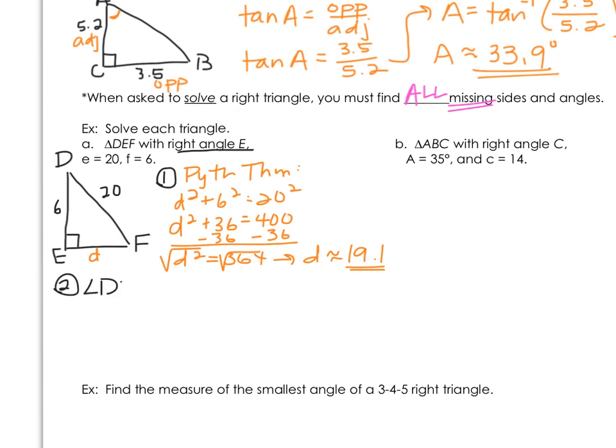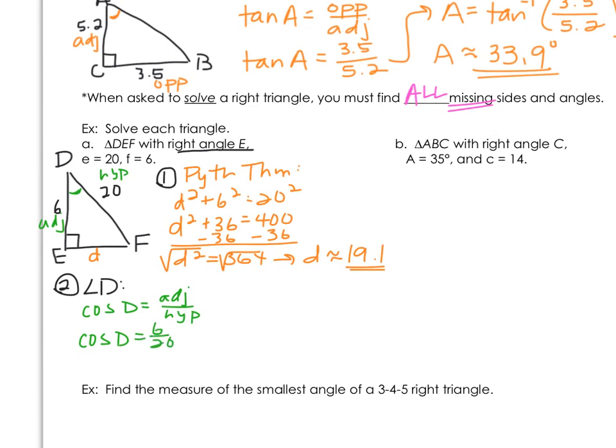When I look at my picture, if angle D is the angle I want to solve for, that's that angle at the top. Notice 6 is adjacent and 20 is the hypotenuse. So if we think SOHCAHTOA inverse, that would be the cosine ratio. Cosine of angle D equals adjacent over hypotenuse, which in this case would be 6 over 20. So we say cosine D equals 6 over 20.